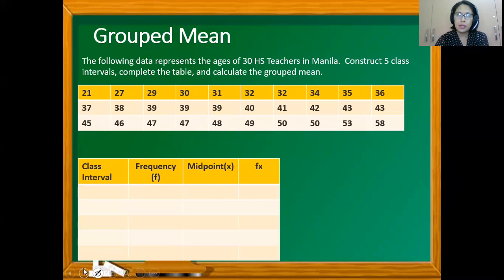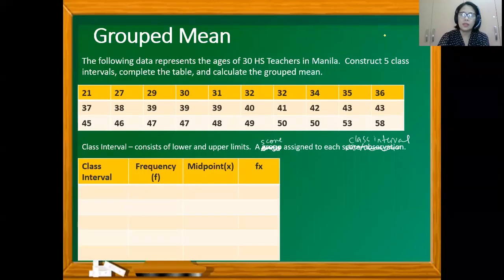Now, grouped data is made up of class intervals. When we say class interval, this consists of lower and upper limits. And each score or value is assigned to a class interval. Meaning each age here, for instance, is represented by a class interval. So we need to complete the table here for us to calculate the group mean.